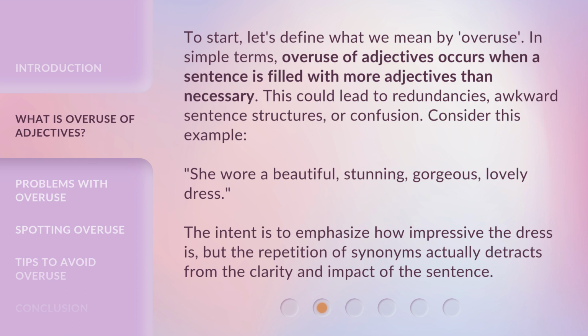Consider this example: she wore a beautiful, stunning, gorgeous, lovely dress. The intent is to emphasize how impressive the dress is, but the repetition of synonyms actually detracts from the clarity and impact of the sentence.